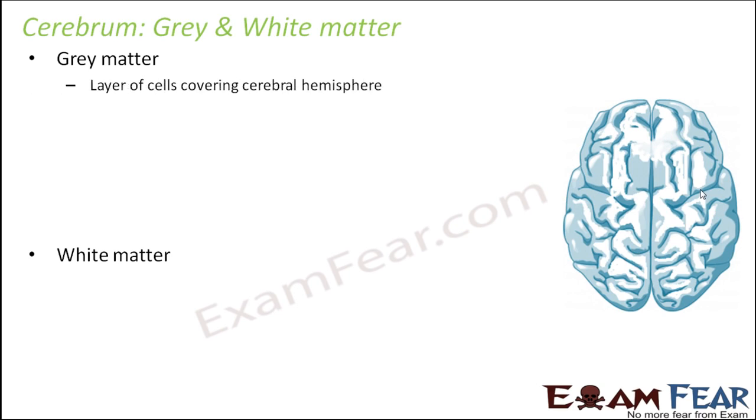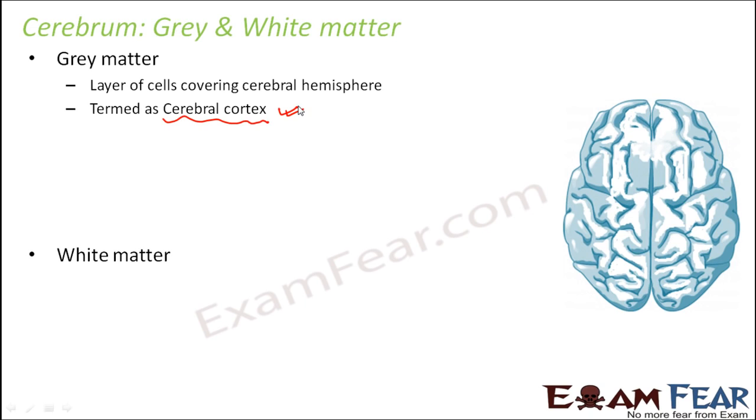Gray matter refers to the layer of cells covering the cerebral hemisphere. So it is like the outer layer of the cerebral hemisphere, the outer part actually. This is also known as the cerebral cortex. Generally, cortex is the term used for the outer layer of anything. So the outer covering or the outermost layer is often called cortex. So the cerebral outermost layer is the cerebral cortex, which is gray in color, and that is why it is also known as gray matter.